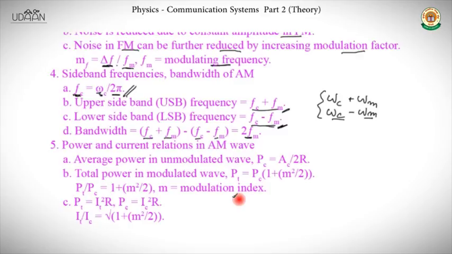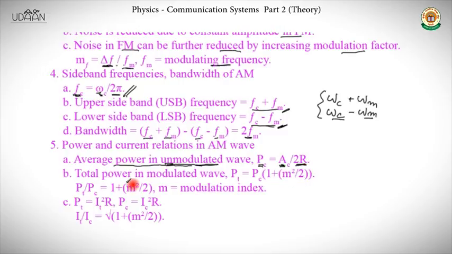Next we have the power and current relations in an amplitude modulated wave. So, average power in an unmodulated wave. I am stressing the fact: unmodulated. Here the message has not been modulated onto the carrier wave. So the power of the carrier wave equals Ac squared divided by twice R. Here Ac is the amplitude of the carrier and R is the resistance used in the circuit of the transmitter. So this is the average power.